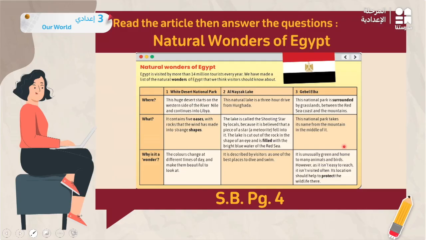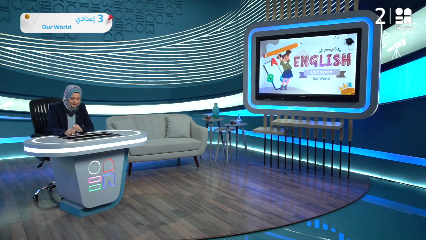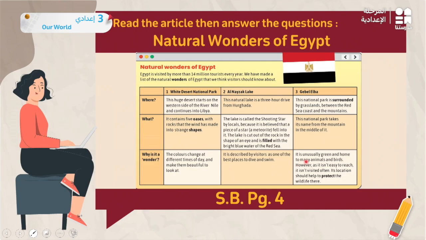طيب هو ليه من العجائب؟ It is unusually green and home to many birds and animals. هو لونه unusually green وهو الموطن بتاع حيوانات وطيور كتير. However, as it isn't easy to reach, it isn't visited often. مش بيبقى عليه زوار كتير لأنه مش سهل الوصول ليه. Its location should help to protect the wildlife there. المكان بتاعه عشان يحمي الحيوانات اللي هناك، عشان كده هو في مكان شوية بعيد والناس مش بتعرف تزوره.